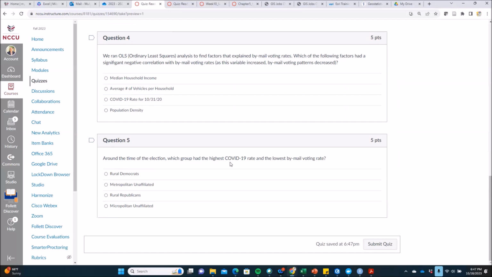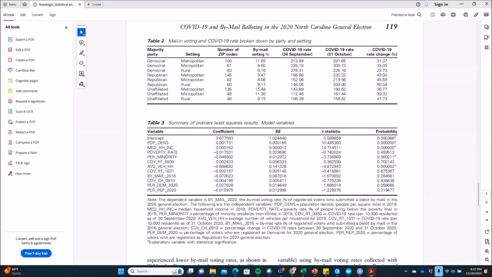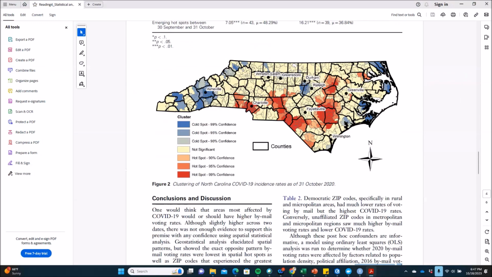At the time of the election, which group had the highest COVID-19 rate and the lowest by mail voting rate? And so I just want you to make sure we understand these because, to be honest with you, most of the analysis, what do you think most of the work went into on this paper? Probably 90% of the work on this paper went into what? We made these maps last week, right? Didn't you just go click a little button? You click and then click on COVID and there it is. That's the map you all made last week.